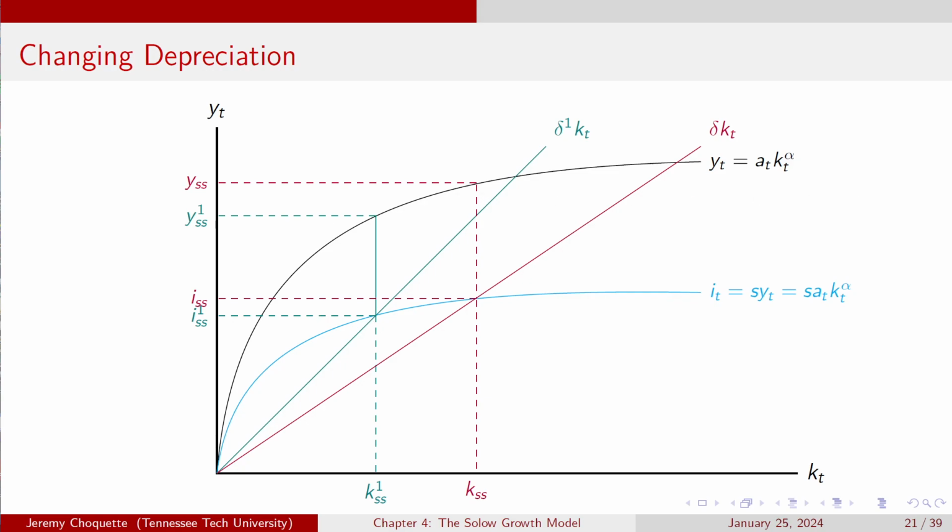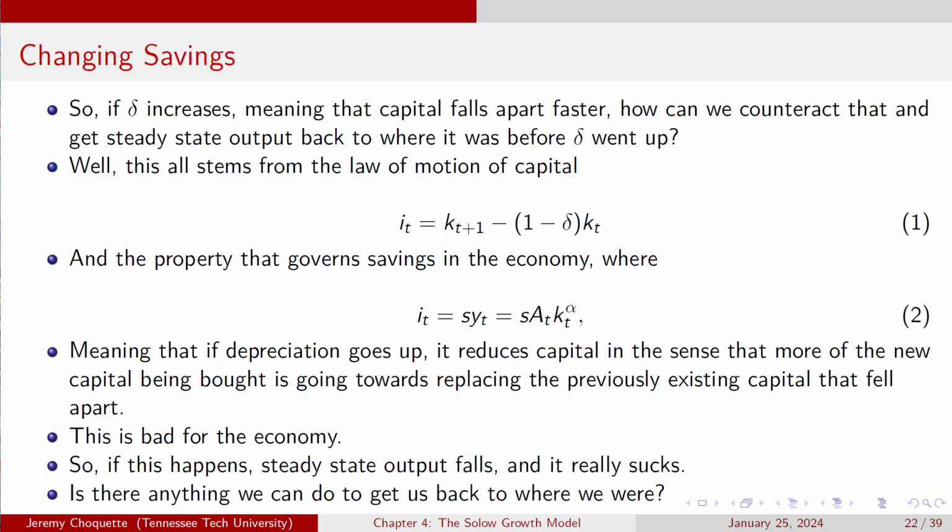So if you change depreciation, more stuff falls apart. You need to spend more time and resources to fix and repair what's falling apart, which gives you less to invest in new things for expansion of your business. So if depreciation increases, then the economy is going to shrink. Steady state capital falls, and steady state investment and output will fall.